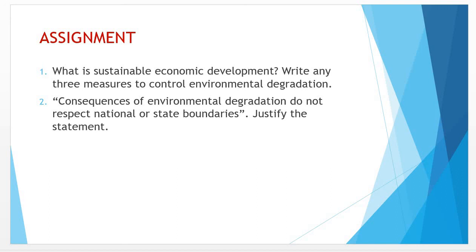The second question is, consequences of environmental degradation do not respect national or state boundaries. Justify the statement. Environmental degradation is a global issue. If there is a huge amount of air pollution in India, it is of course going to affect the neighboring countries such as Pakistan or Sri Lanka. So of course environmental degradation is not only a national or state issue, it is a world level issue. So with this we have completed the chapter.